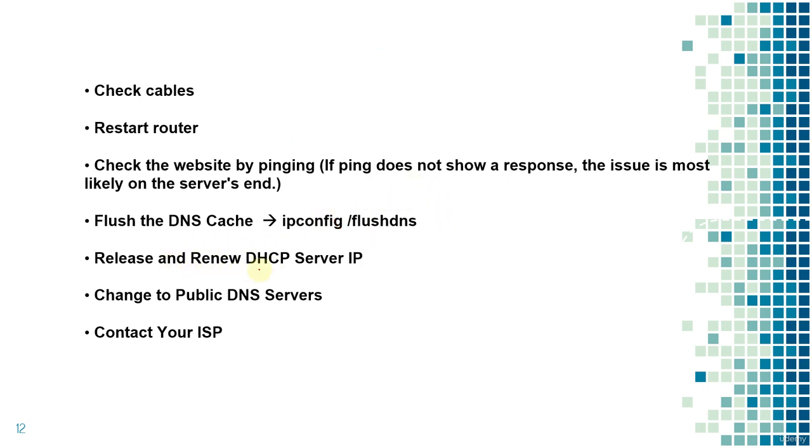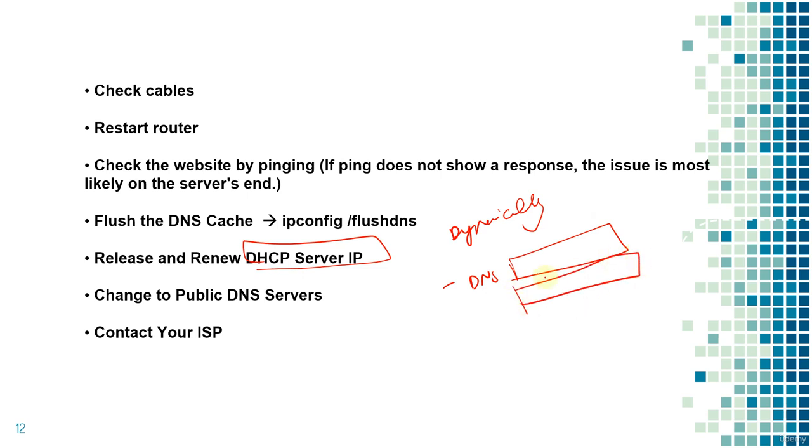Release and renew the DHCP server IP, because if you are getting the IP address dynamically, then it means your DNS options are also there. Usually we have two options to provide the DNS, so you will find the DNS IPs over here. If you are curious, you can release and renew from your local machine, and the DHCP server is going to hand over fresh IP or DNS information.